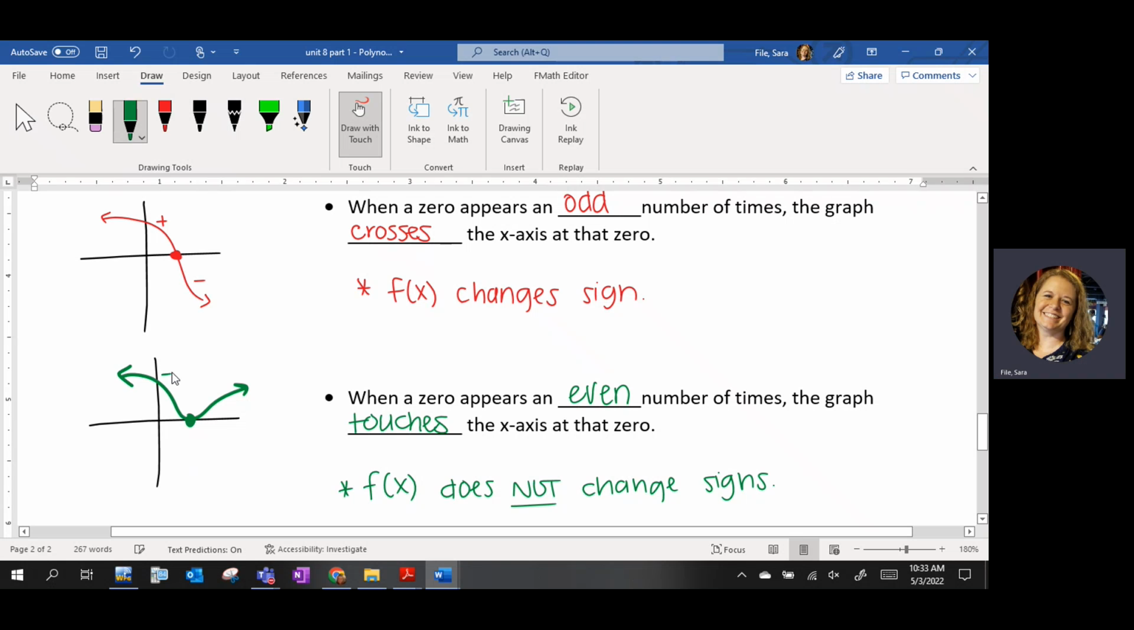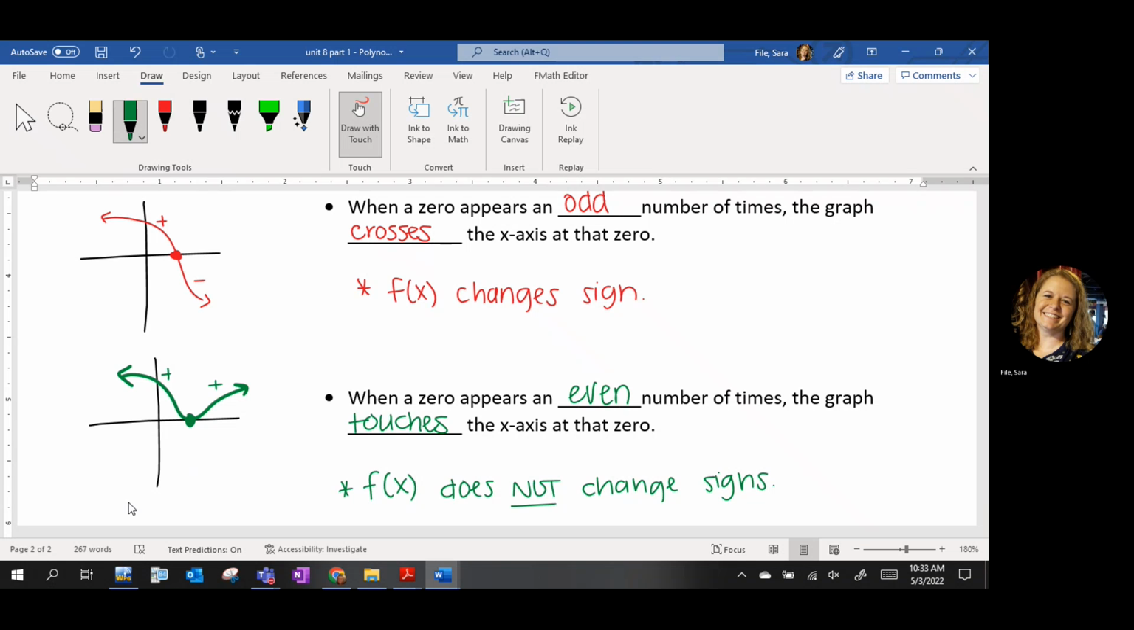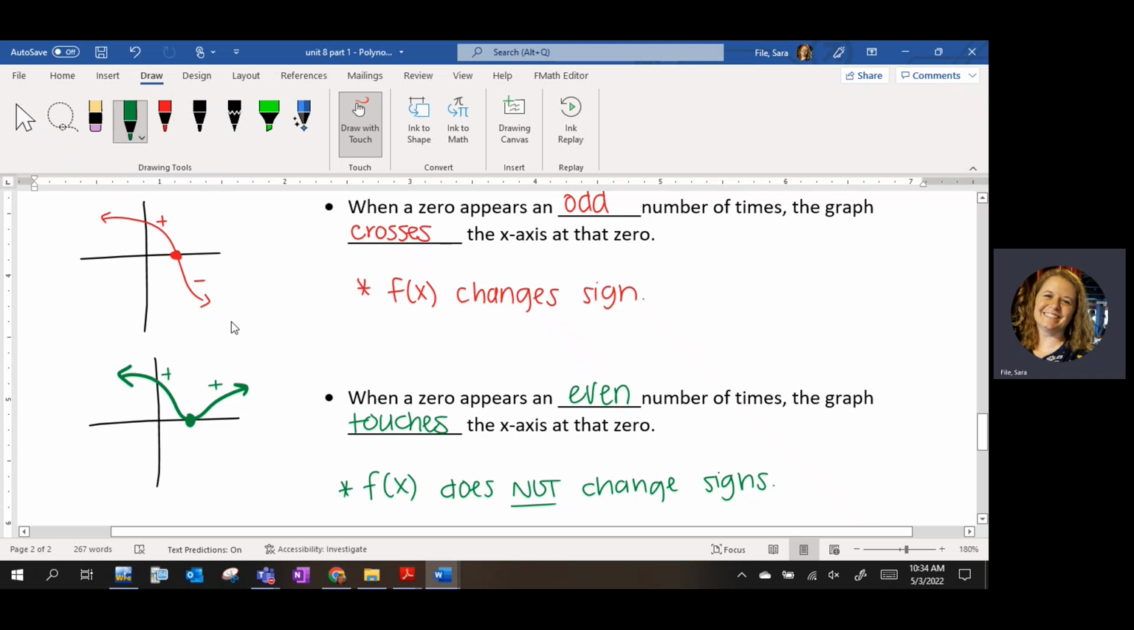Okay, it was positive, it touches the x-axis, then it's still positive. Okay, it did not cross the x-axis and change signs. So if you have a repeated root, you will sometimes be asked about the multiplicity. If you have a factor that appears more than once, you figure out how many times. What is the multiplicity? Is it even or odd? Because that's going to help you understand the shape of your polynomial.